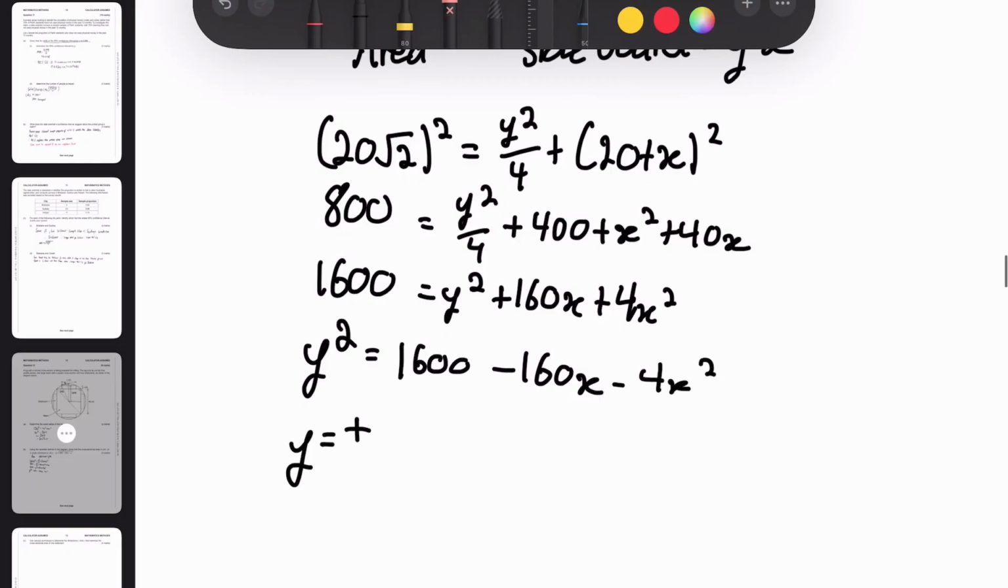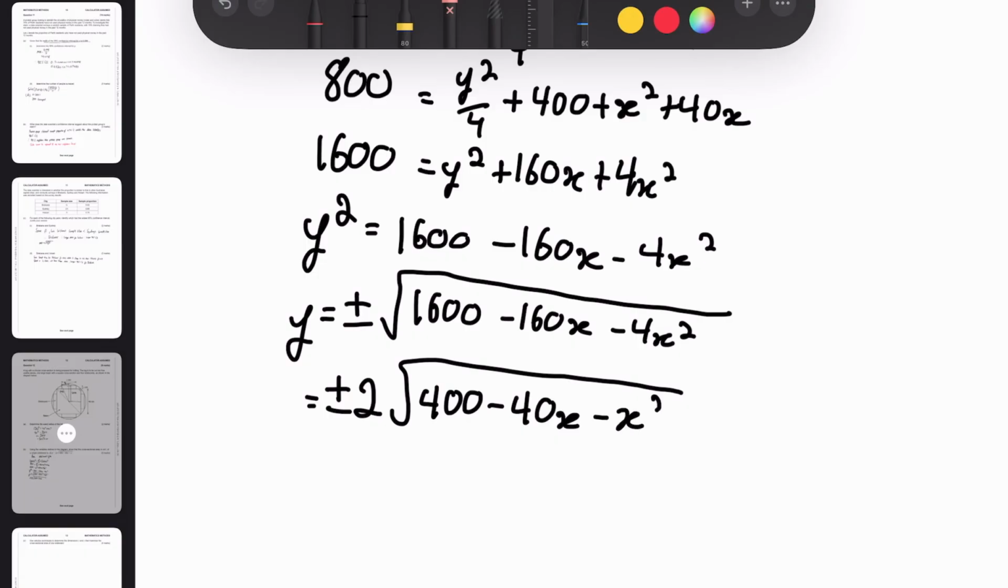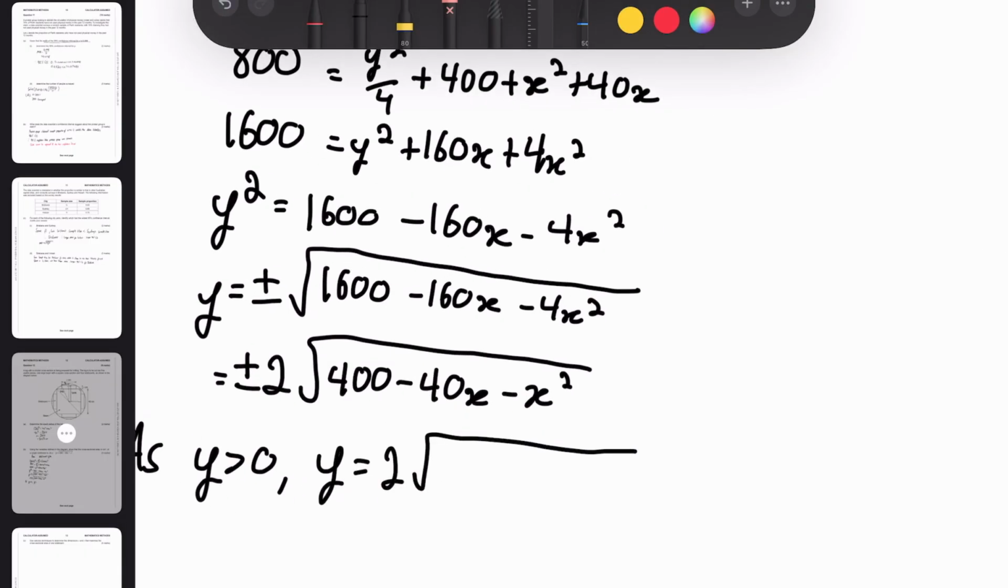So then y will be equal to plus or minus the square root of 1600 minus 160x minus 4x squared. And here we can simplify a little bit more. As we can see, everything is divisible by 4. So then we can pull that out of the square root. Square root of 4 is 2. 1600 divided by 4 is 400. 160 divided by 4 is 40. 4 divided by 4 is 1. So we're left with this. But then as y is greater than 0, we only take the positive, and so 2 square root of 400 minus 40x minus x squared.